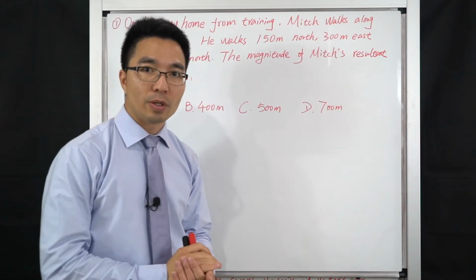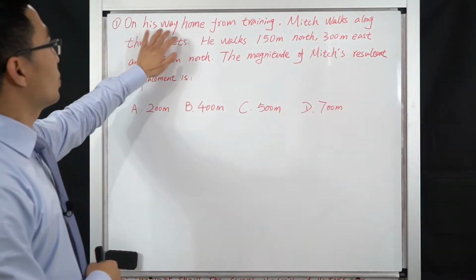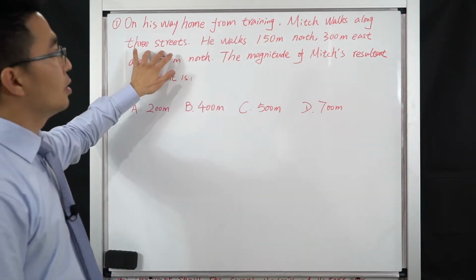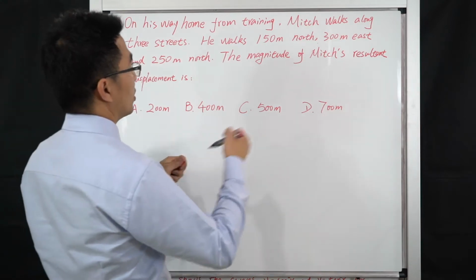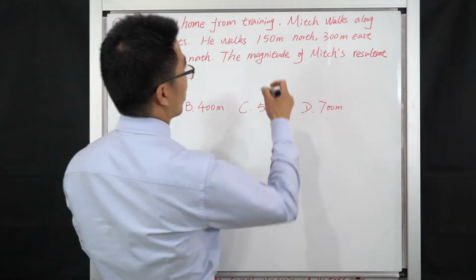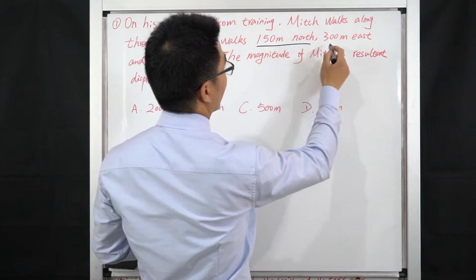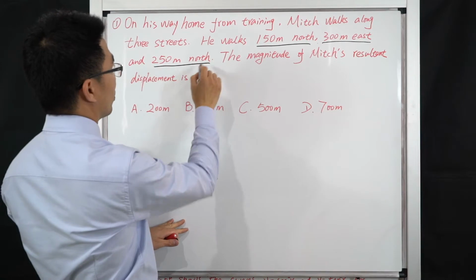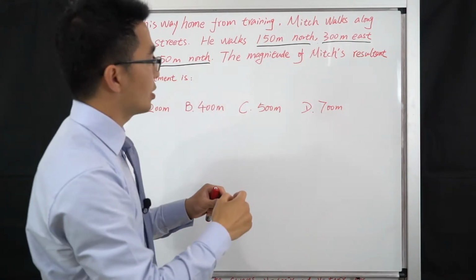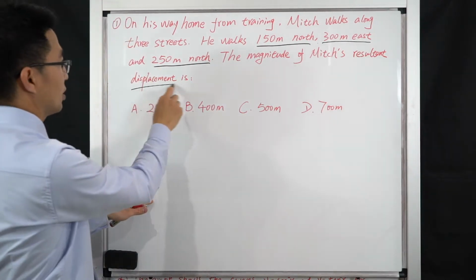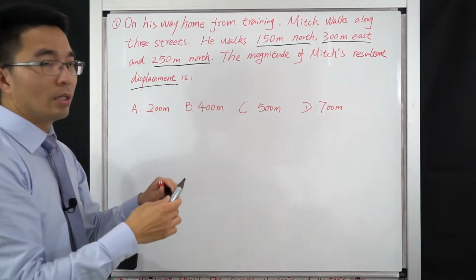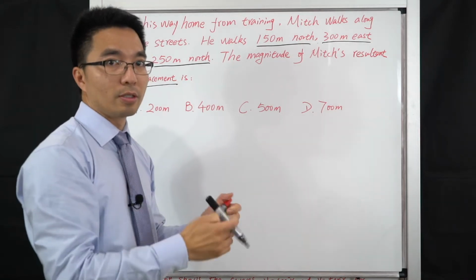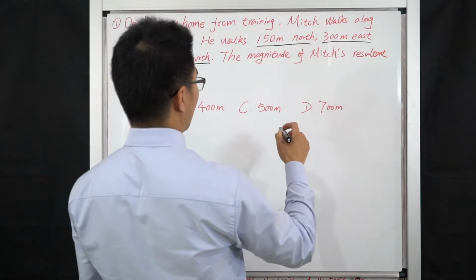Okay, let's have a look at the first question. Question 1. On his way home from training, Mitch walks along 3 streets. First he walks 150 meters north, and then 300 meters east, and then 250 meters north. The magnitude of Mitch's resultant displacement, okay, it asks for the displacement, is one of these. It's quite easy to solve this question using vectors. I'll demonstrate to you how to use vectors.